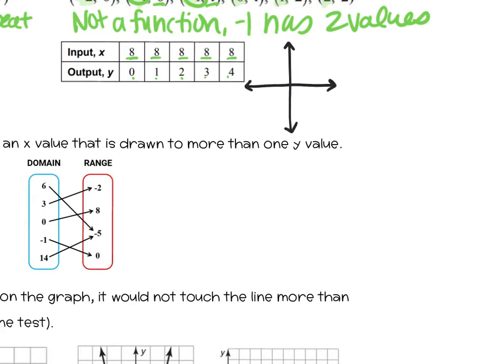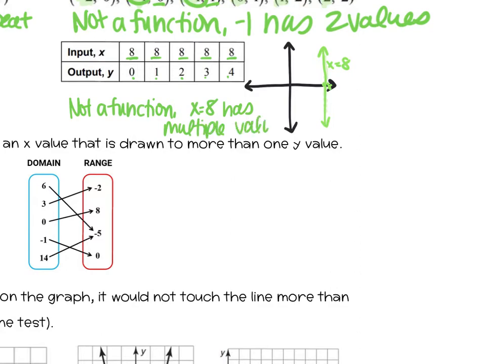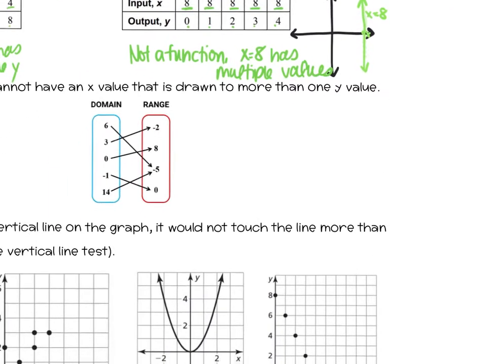So if this were on a graph, you don't have to draw this, I'm just trying to show you. Let's say this is 8. This would actually be a vertical line at x equals 8, okay? So that would not work because the x values are repeating all along here. So this is not a function. You could say x equals 8 has multiple values. You could say x repeats, something like that.